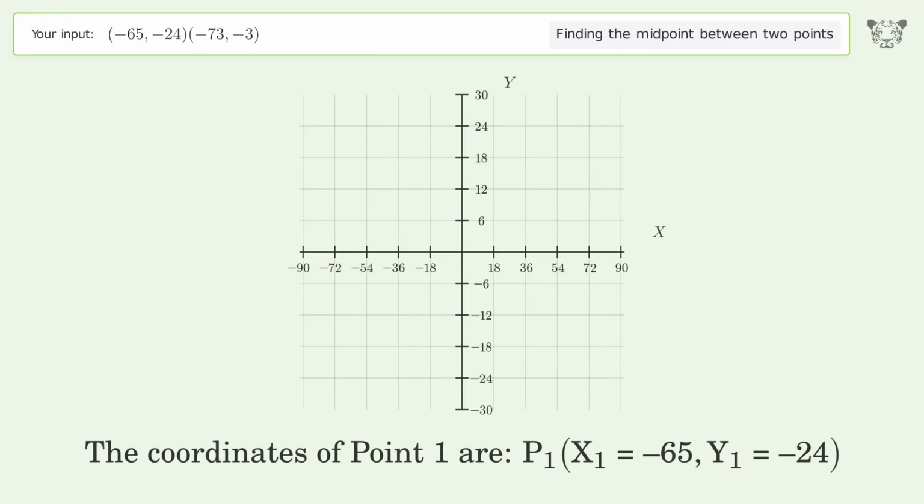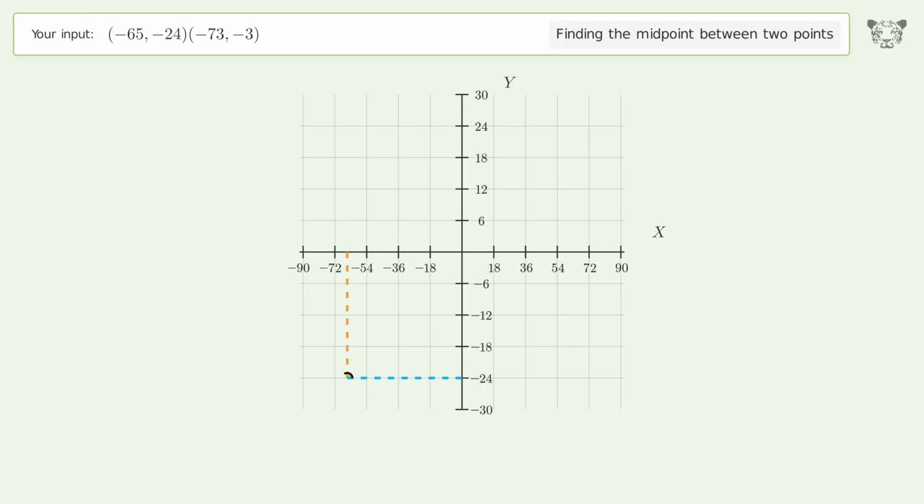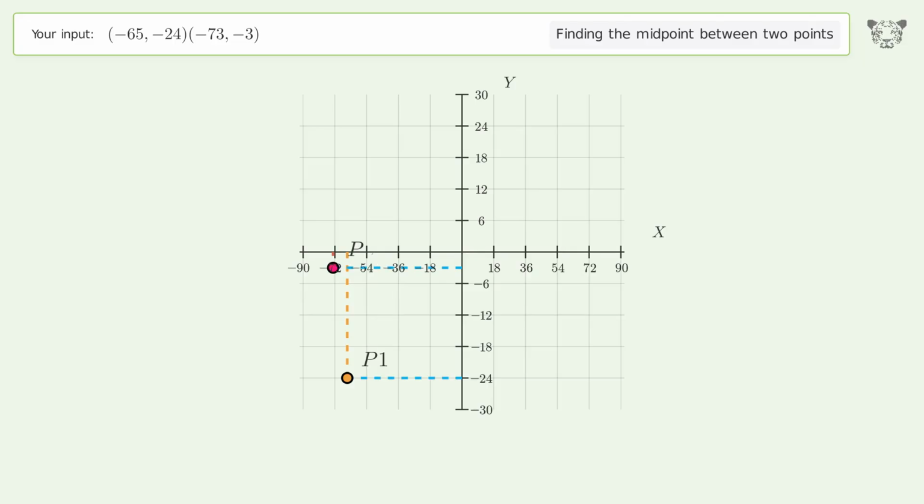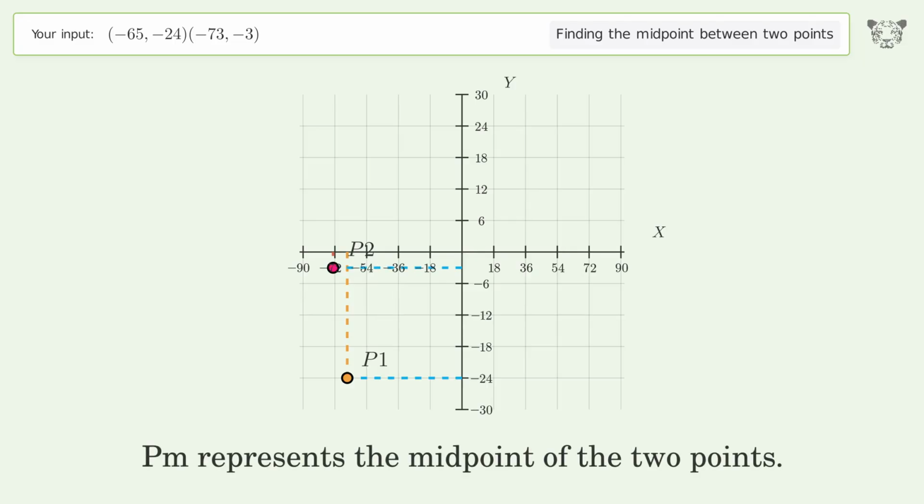The coordinates of point 1 are, x1 equals -65, y1 equals -24. The coordinates of point 2 are, x2 equals -73, y2 equals -3. PM represents the midpoint of the 2 points.